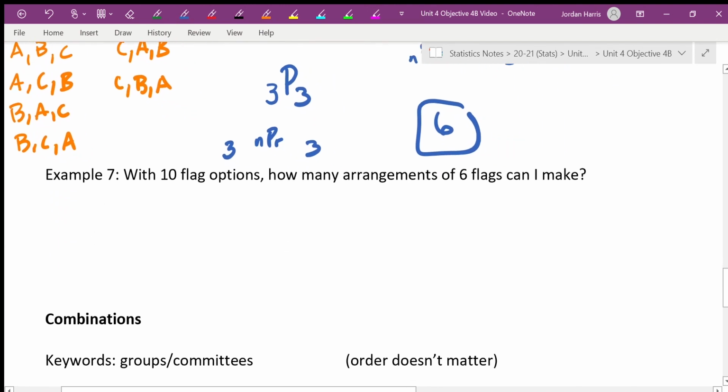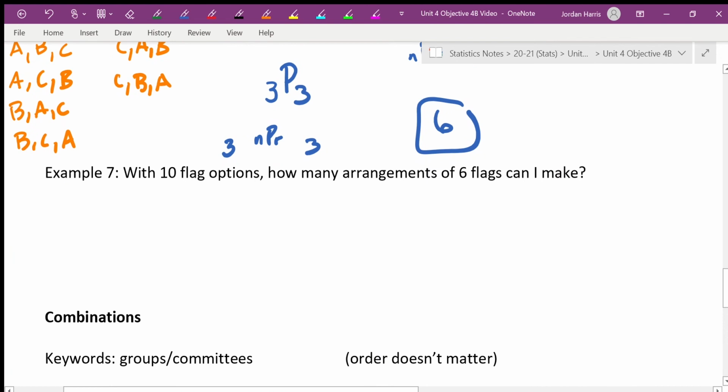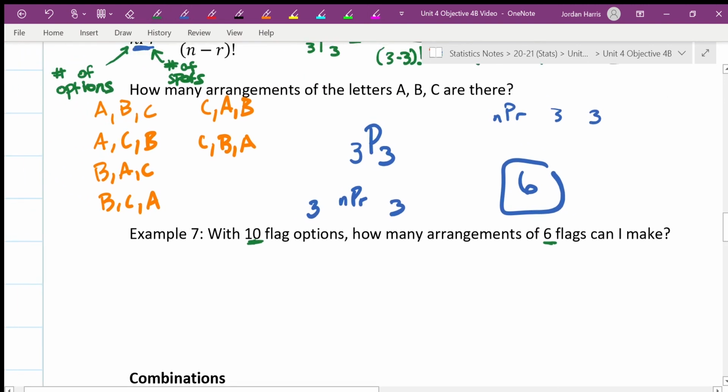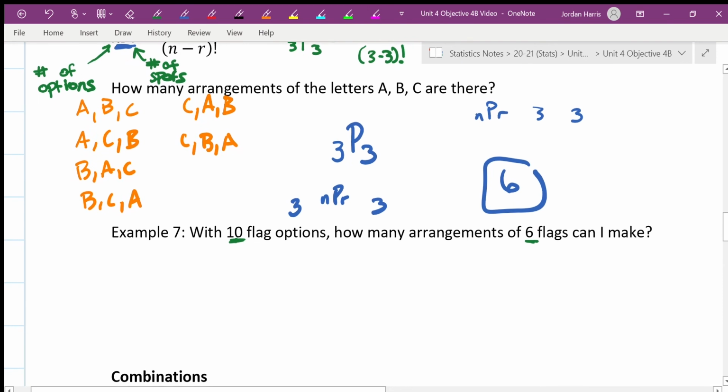So example 7 says we have 10 flag options. How many arrangements of 6 of the flags can I make? So we're not going to use all of them this time. So the number of options is n, the spots is r. So I have 10 flags I'm putting into 6 spots. So this is 10P6. The bigger number should always be first. If it is not first, you did something wrong.